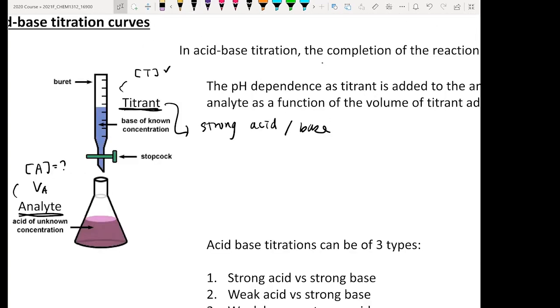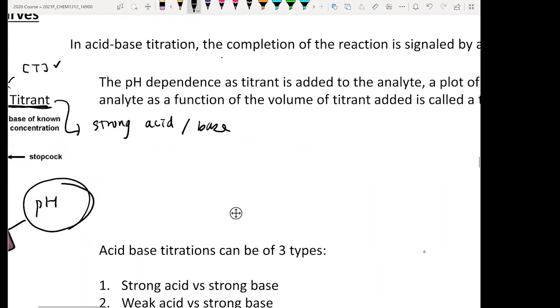When we do all these titration things, we actually want to know how the pH of your analyte changes. Eventually, what you're going to do is want to make a plot. On the y-axis, it will be the pH of your analyte. On the x-axis will be volume of your titrant.